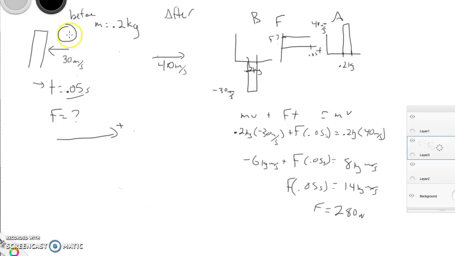Now, actually, in reality, the collision between the baseball and the bat is more on the order, I think, of 0.0005 seconds, which means that the baseball bat, instead of exerting 280 newtons of force, actually exerts 28,000 newtons of force, if it was that time instead of this one.